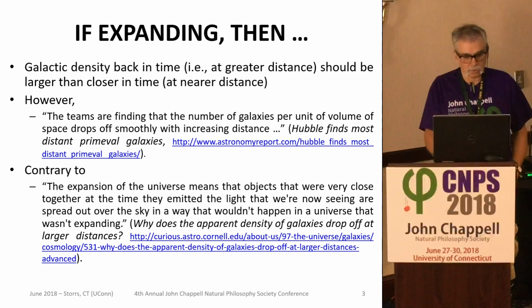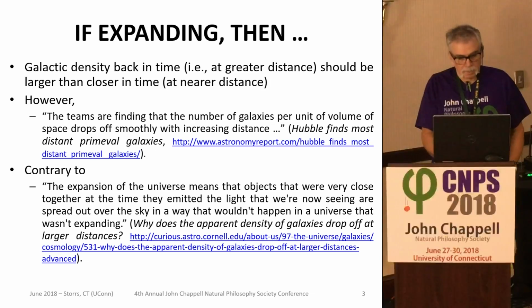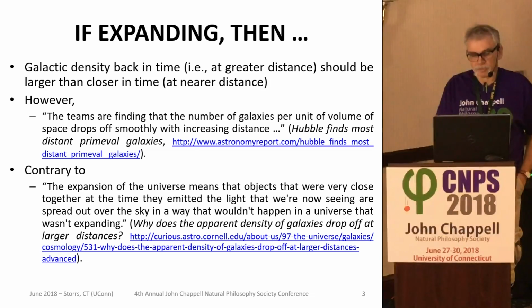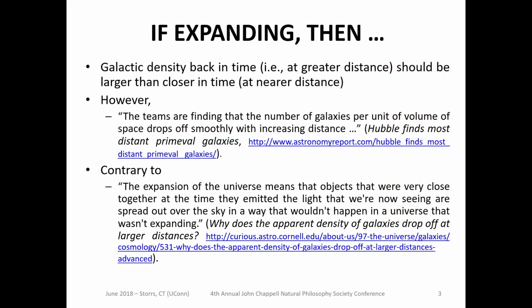Contrary to that, another quotation from mainstream: the expansion of the universe means that objects that were very close together at the time they emitted the light that we're now seeing are spread out over the sky in a way that wouldn't happen in a universe that wasn't expanding. That was from an article titled, Why Does the Apparent Density of Galaxies Drop Off at Larger Distances?